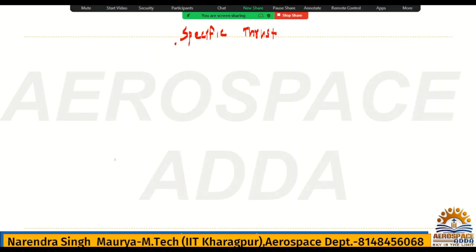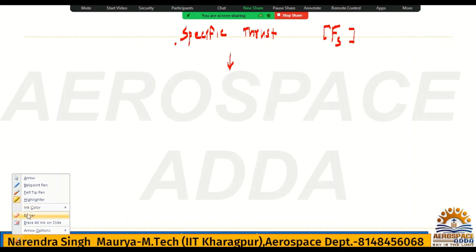Specific thrust will generally be denoted by F, or I am saying FS. FS is nothing but specific thrust. So what does this mean? It is very simple. You have heard of specific energy and specific volume, so similarly we have a specific thrust here. What is the specific thrust? The specific thrust is defined as the thrust per unit mass flow rate of air.